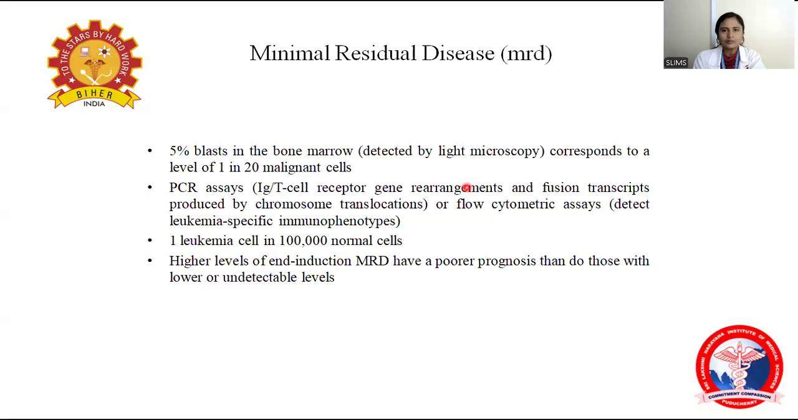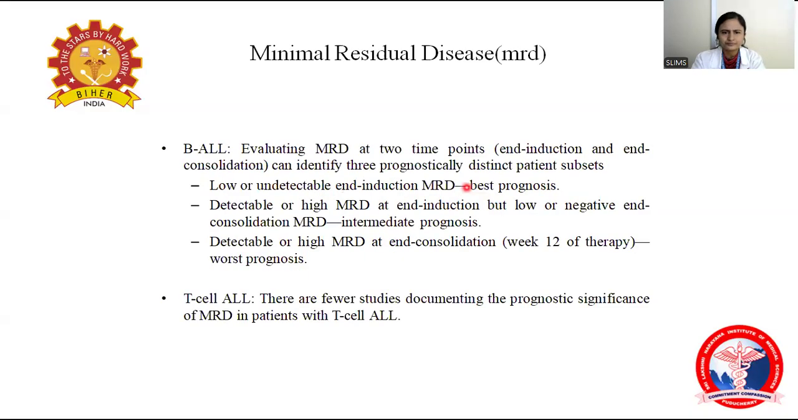So, what is minimal residual disease after our treatment? If we do a bone marrow and they still have 5% blast, then we regard it as minimal residual disease. If it is more than 5% blast in the bone marrow, that is a higher level of minimal residual disease. If it is less than 5% blast, it is a lower or undetectable level, and that shows us a good prognosis.